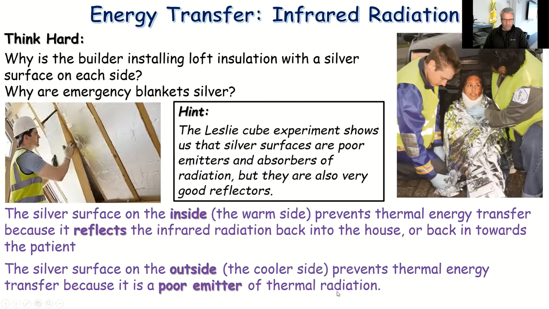The outside surface, which is on the cooler side, is silver, which is a poor emitter. So that means that even if the surface becomes warmer, which it will after a period of time, it doesn't emit the infrared radiation very well, but will retain that energy. So therefore, the outside surface prevents thermal transfer because it's a poor emitter of thermal radiation.